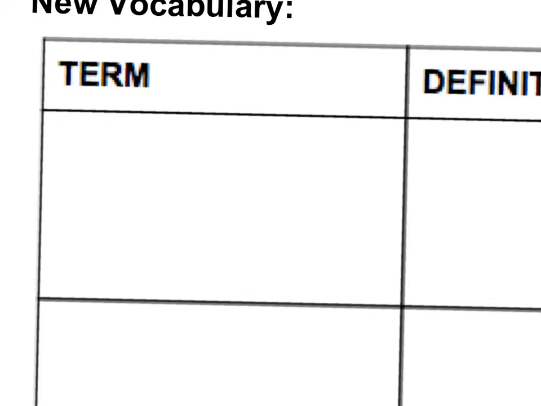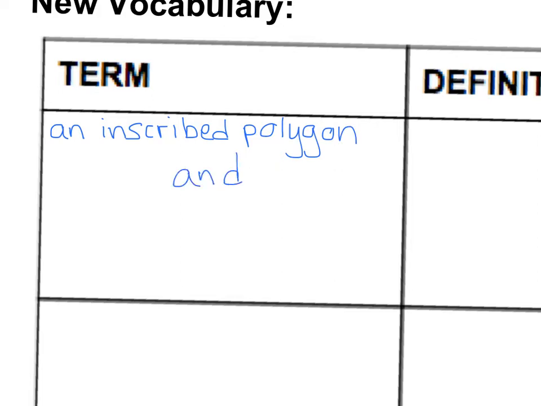The first term is when we are talking about an inscribed polygon. And like I said, this is two terms in one. So at the same time we're talking about an inscribed polygon, we're also talking about a circumscribed circle.